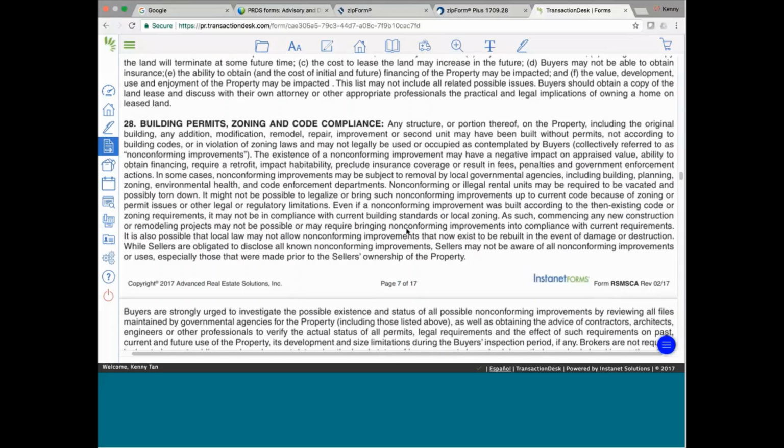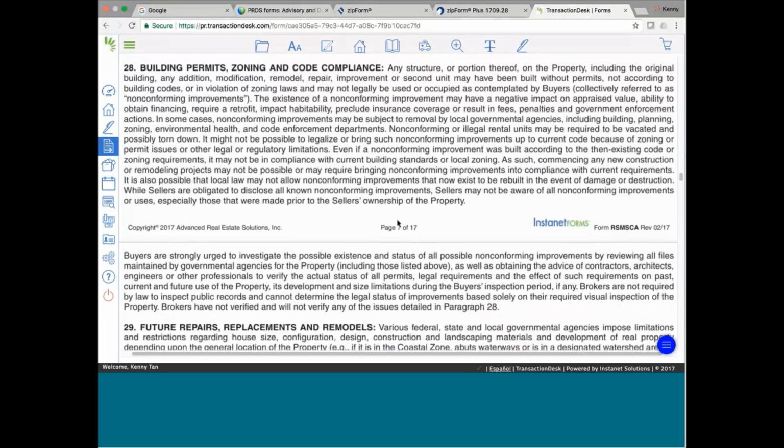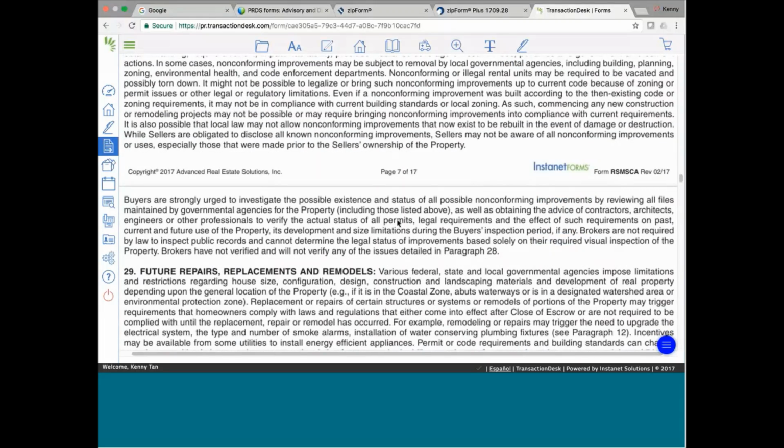Building permit, zoning, and code compliance. This one basically warned the buyer that some construction may not be permitted. That's all.